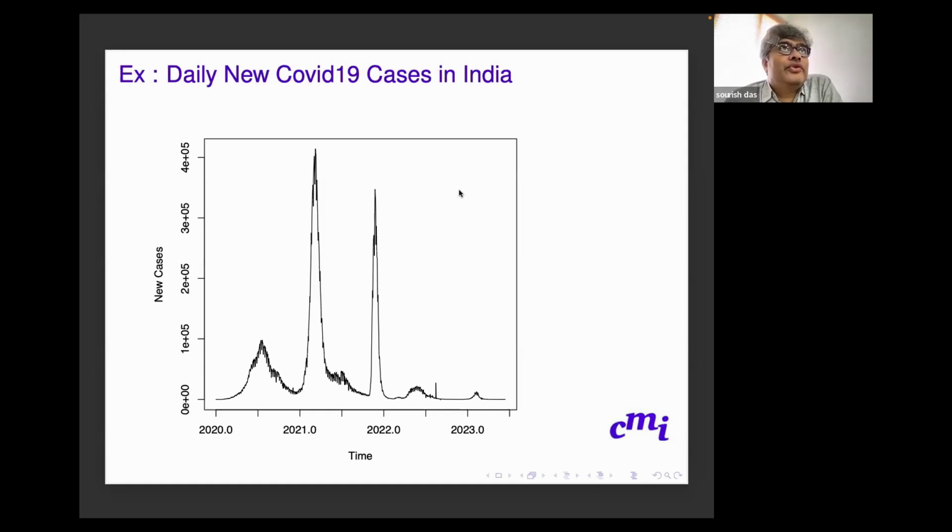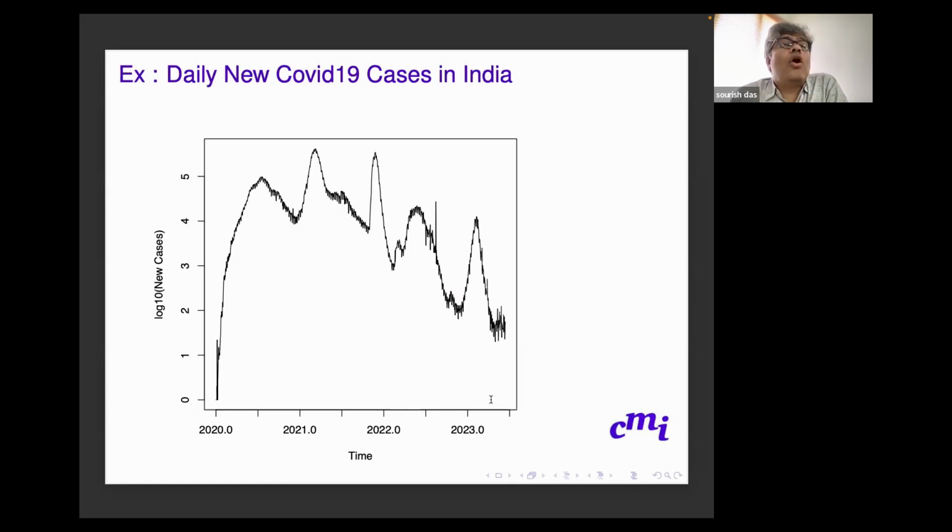Here's another story. Daily new COVID-19 cases in India between 2020 and 2023, till July or something. So how many bumps are we seeing? First wave, second wave, third wave, fourth wave, and maybe at the beginning of 2023, there was a fifth wave. We never even realized that there was a fifth wave. Okay, when we plot them, then we realized there was a small fifth wave that came and went, and we were not even aware of it.